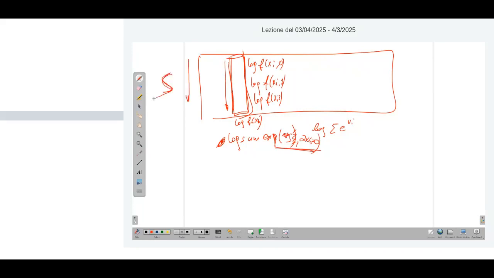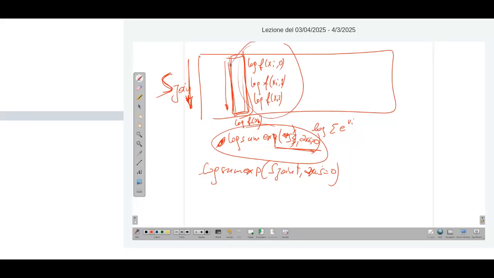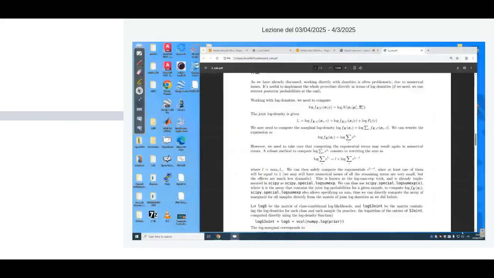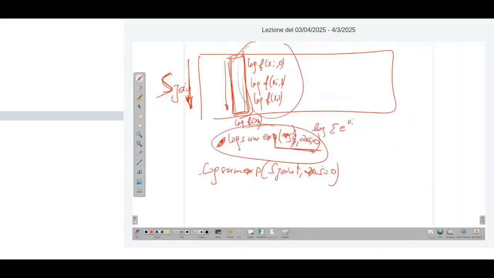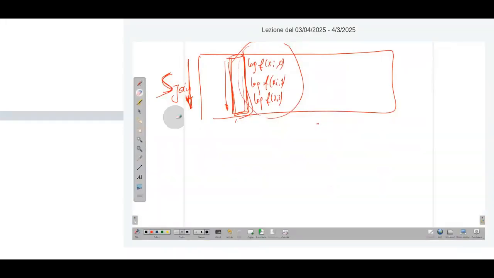So if I have the matrix of class joint, and I call logsumexp of S joint with axis 0, it will take all the columns of this matrix, and for each column it will apply the logsumexp operation to compute the logarithm of the joint density in a numerically stable way, like the one that we saw before. So it will not compute explicitly the exponential of these values, and we'll avoid saturating in case all those values are small. This is already implemented, so we don't need to implement it. It's in the SciPy library, we can just use it directly. Once we have computed that, we will have our log joint and our log marginals.